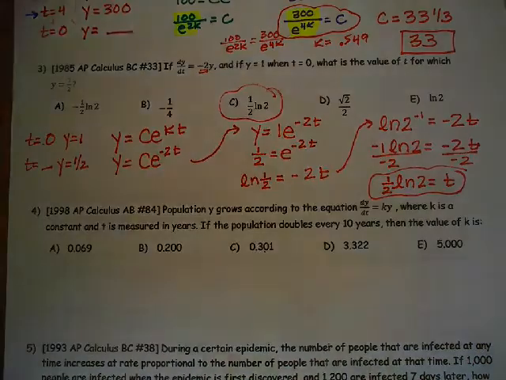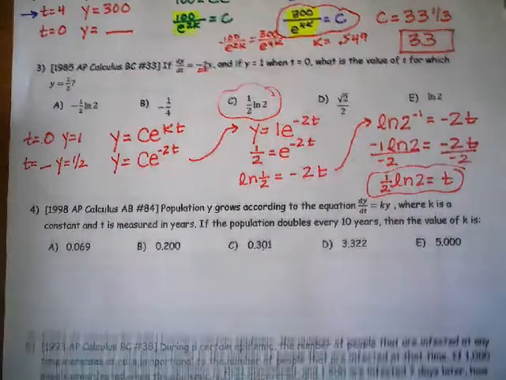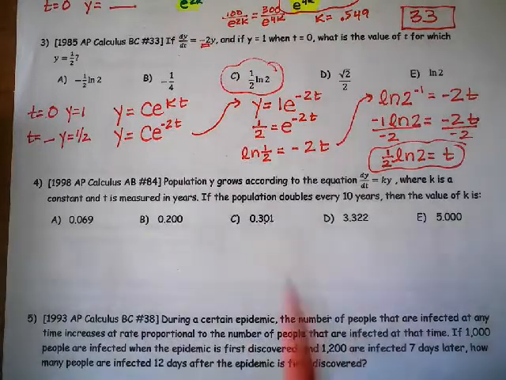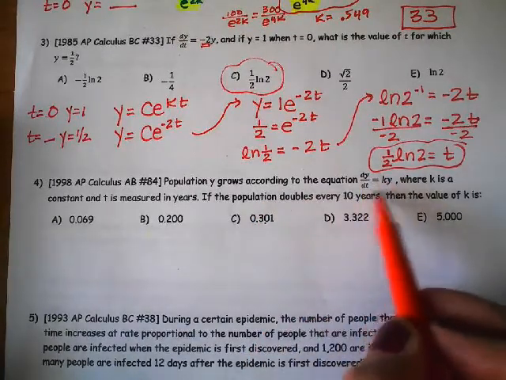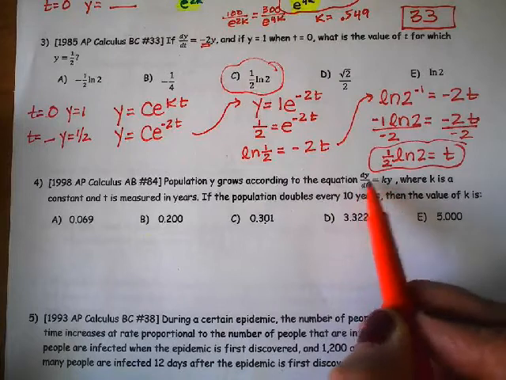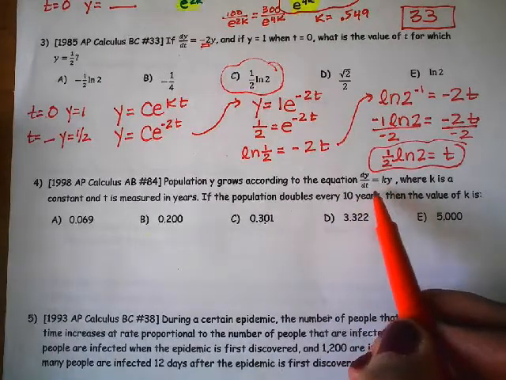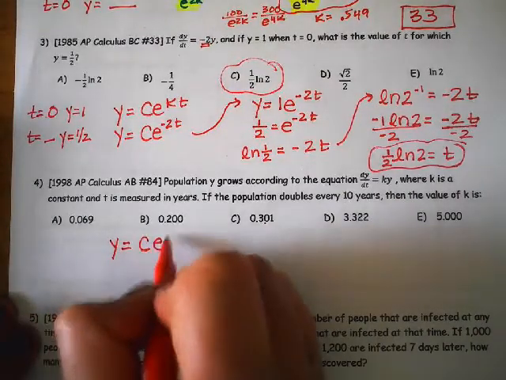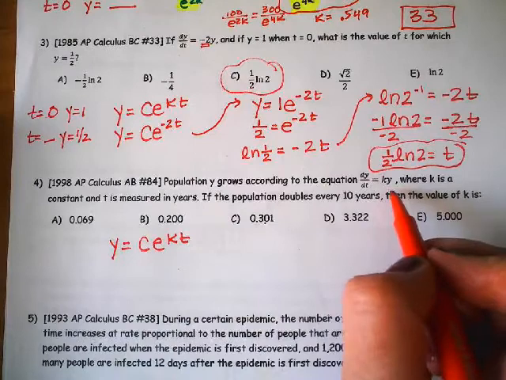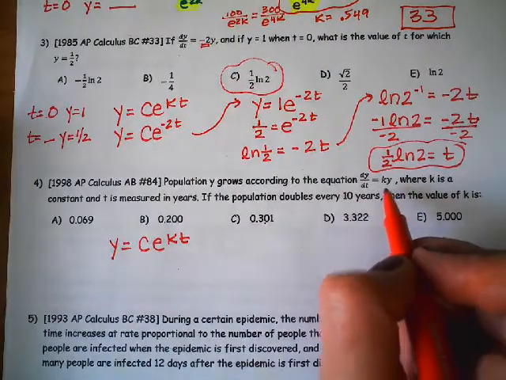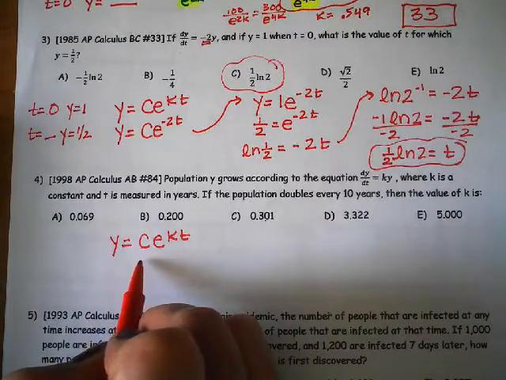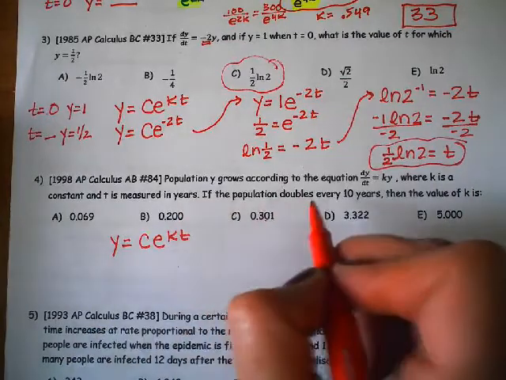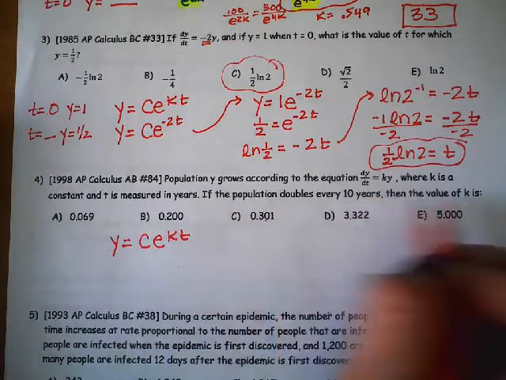Okay, let's try number 4. Number 4 is in 1998. And it says, in 1998, the population Y grows according to this equation. Again, this is my differential equation, I'm talking about exponential growth here. So I can immediately go to Y equals CE to the KT. I don't need to separate and differentiate. That would waste my time. As soon as I see this, I can jump right here, where K is a constant and T is measured in years. If the population doubles every 10 years, find K.